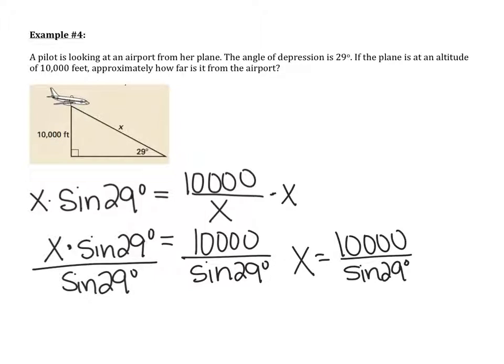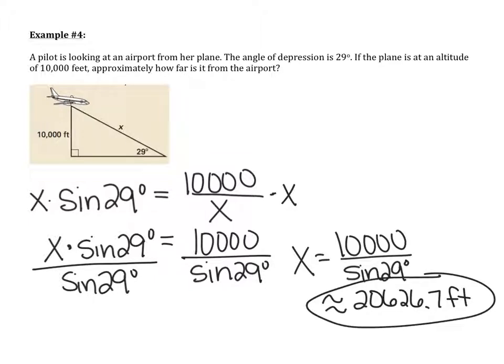But this is clearly not how you would answer somebody asking you how far is the airport from the plane. So I'm actually going to just find a decimal approximation. It says approximately, so let's just round to the nearest tenth. So taking 10,000 divided by the sine of 29 degrees in my calculator, I get about 20,626.7 feet from the airplane to the airport.